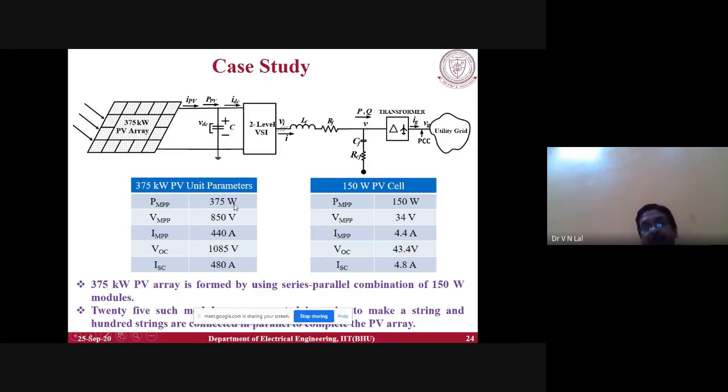So for 100 strings, with 4.4 ampere each, in parallel connection the current will be added. So 100 strings are connected in parallel. So 100 multiplied by 4.4, that is 440 ampere, is the IMPP of this formulated 375 kilowatt PV array.